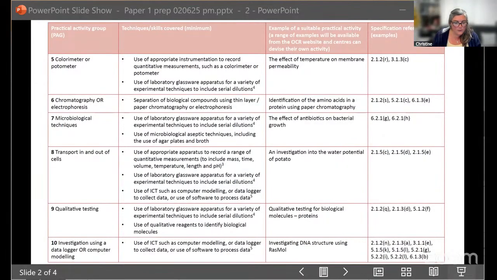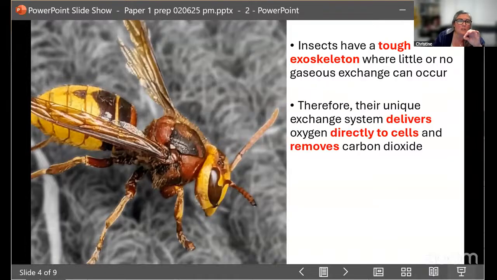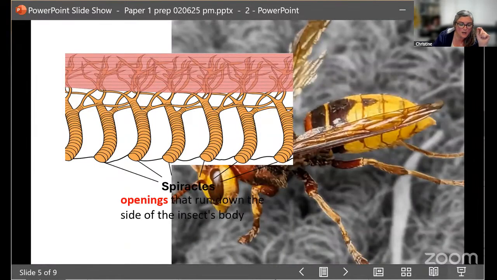So for those of you who haven't done it in a while, you should go back over the exchange systems and look at the fact that we have these insects which have tough outer exoskeletons, and they do little or no gas exchange. You can watch my video on this already, but what's really important are the spiracles.